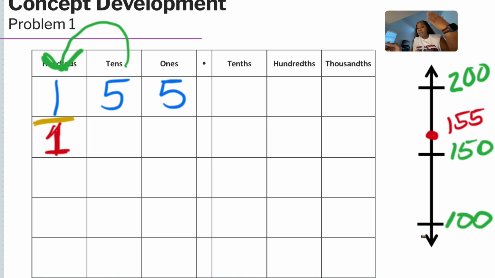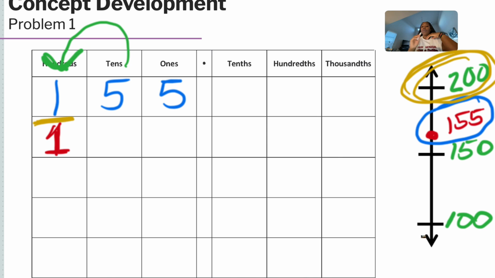Remember what I said. If it's above the halfway point, you're going to go up. If it's below the halfway point, you're going to round down or stay the same. So 5 or more raise the score, 4 or less let it rest, okay? Which means you're going to round down. So because this number here is above my halfway point, 155 is going to round up to what? 200. Good. Because it's above the halfway point. So there you go. 155 rounded to the nearest 100 is 200.